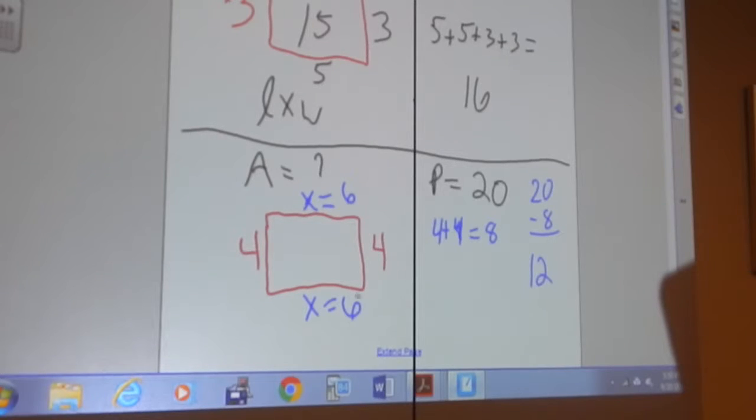Now let's not celebrate yet because we haven't answered the question. What was the question? What is the area? 6 times 4. It's 24.